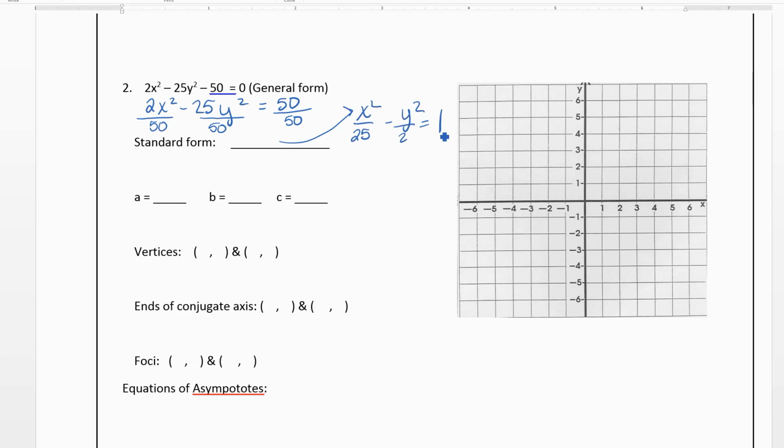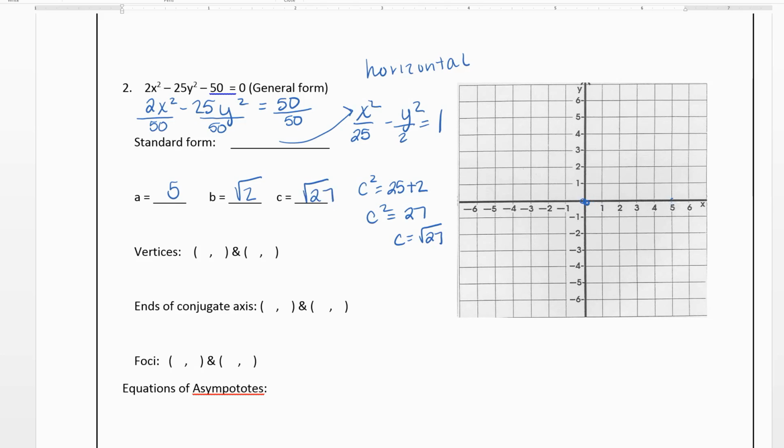Okay, so again, we have a horizontal one here because the x is first. Our a here will be 5. Our b will be the square root of 2. To find c, we'll say c squared equals 25 plus 2. So c squared equals 27. So c will be the square root of 27. Now again, this one's centered at the origin.